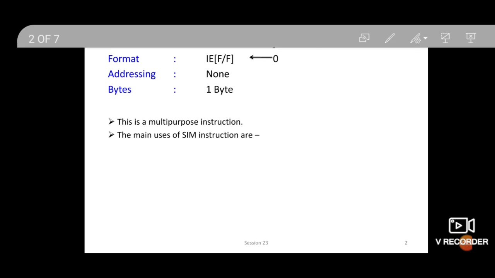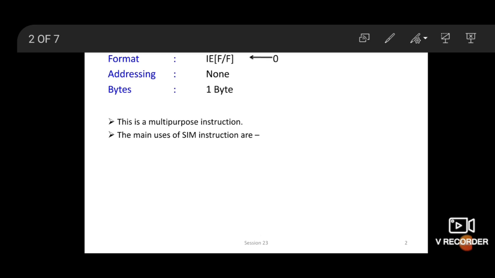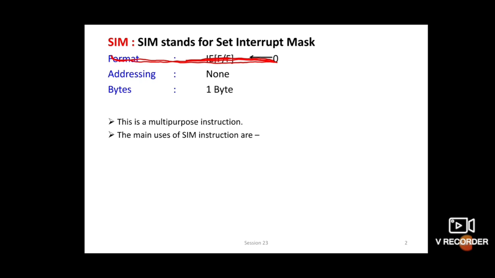Students, the earlier statement that these instructions have no format is a wrong statement, so it is deleted. Only 1 byte is required, and no addressing mode is there. Don't write a format, because for these SIM or RIM instructions, some patterns are given.